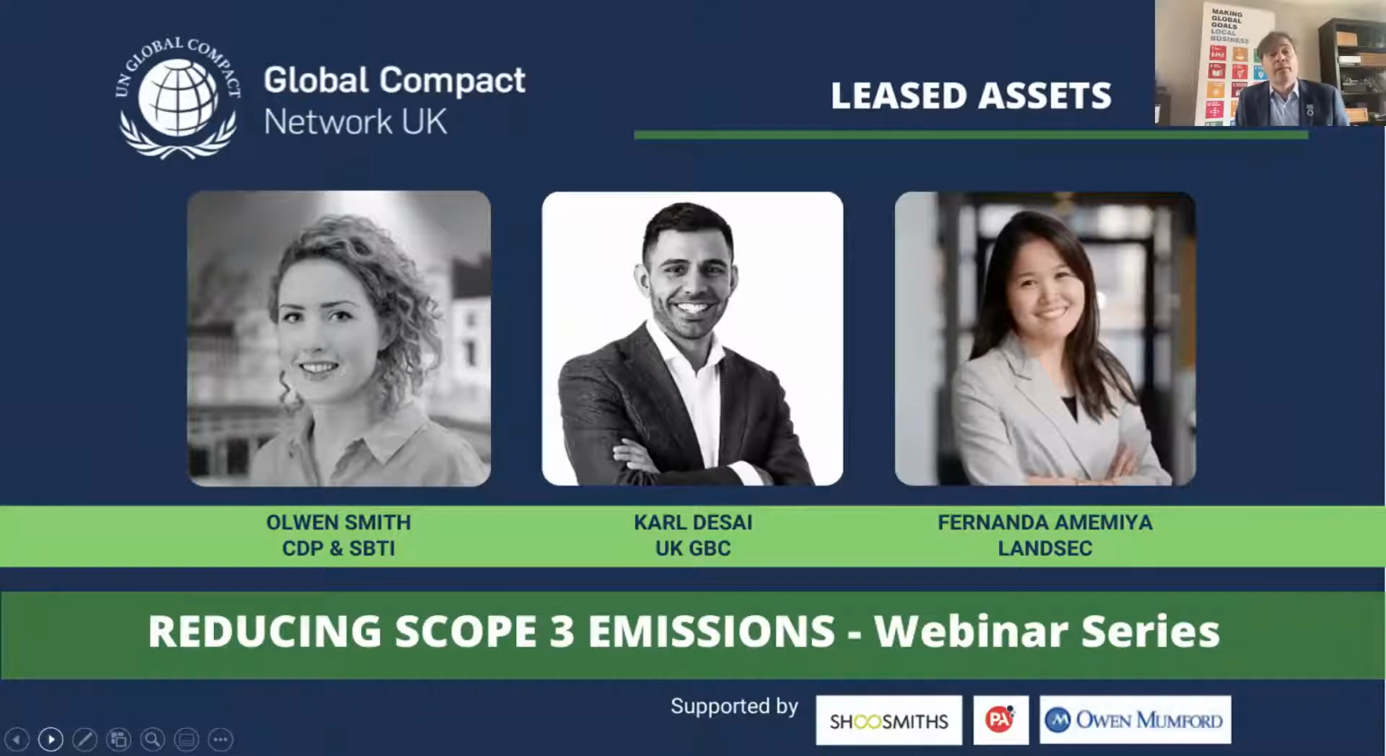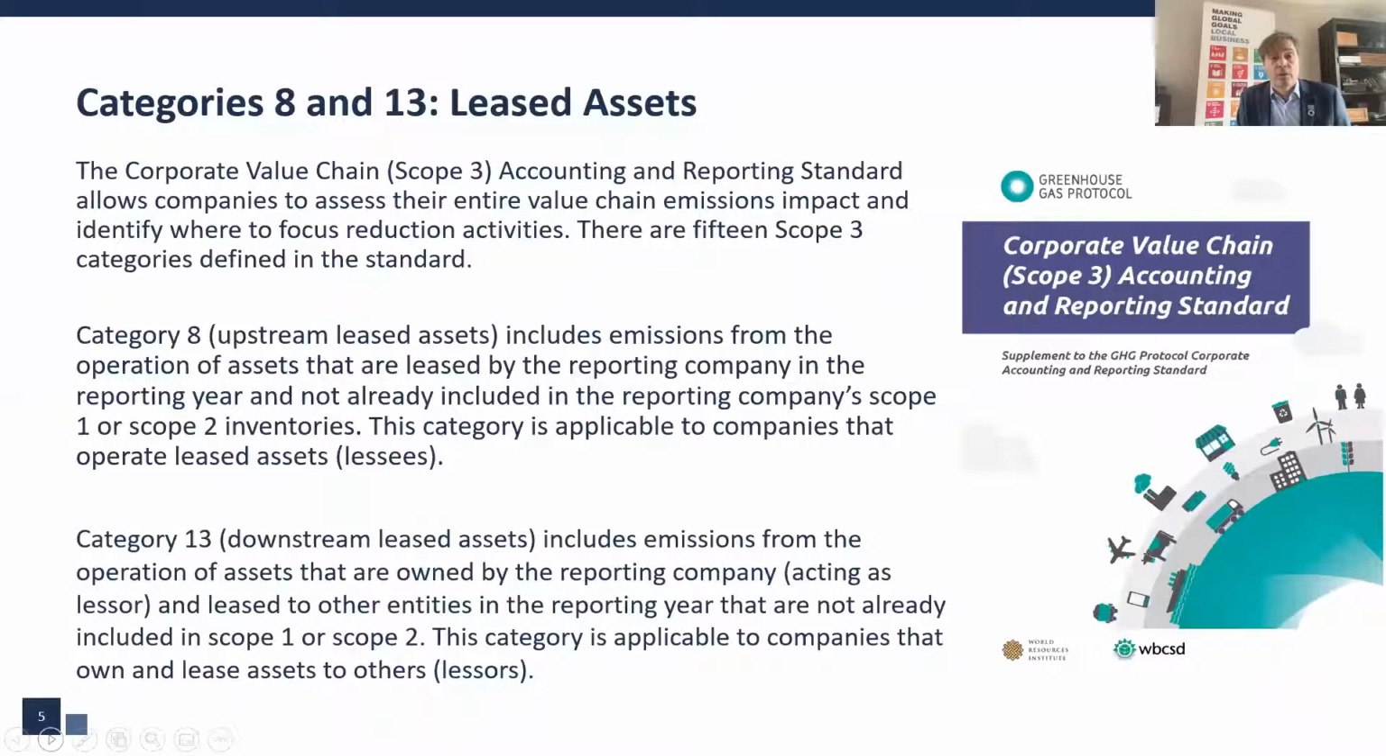Okay, now final slide from me. Let's move on to the next one. Just to set the agenda a little bit for today. The corporate value chain, also known as Scope 3, accounting and reporting standard, allows companies to assess their entire value chain emissions impact and identify where to focus reduction activities. There are 15 Scope 3 categories defined in the standard. Today, we'll be looking at two of those categories that relate to leased assets.